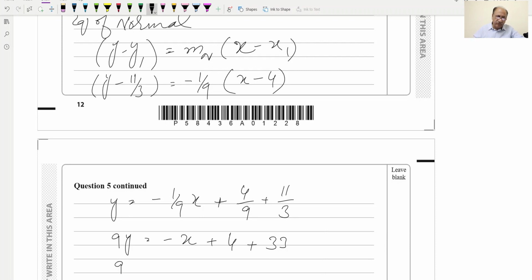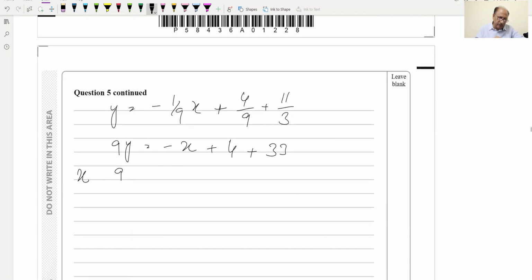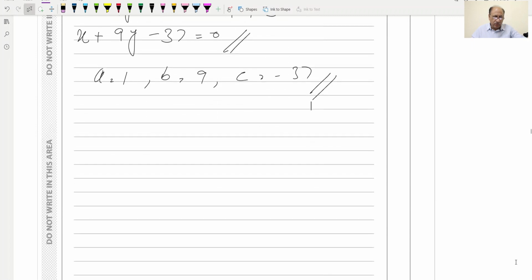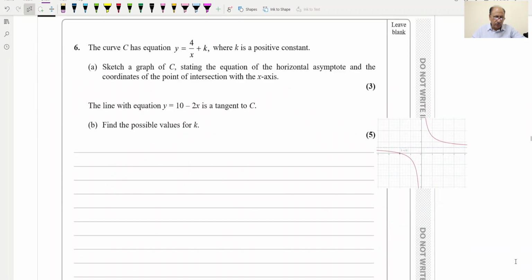So we can shift x also to this side, so x plus 9y is equal to 33 plus 4, which is 37. So x plus 9y minus 37 is equal to 0. This will be the final equation, where a will be 1, b will be 9, and c will be minus 37. And that's all. This is our answer. Now we can move to the next question.